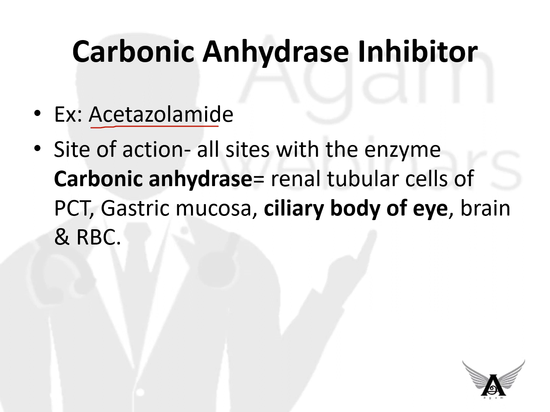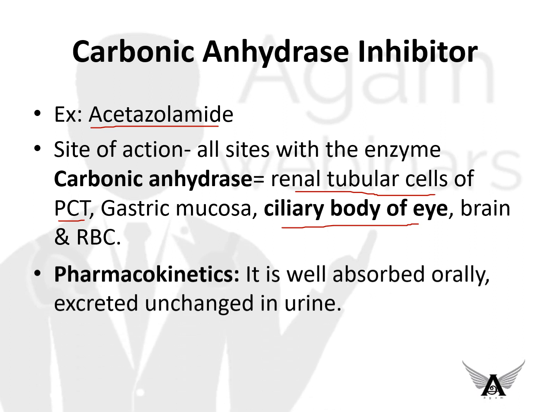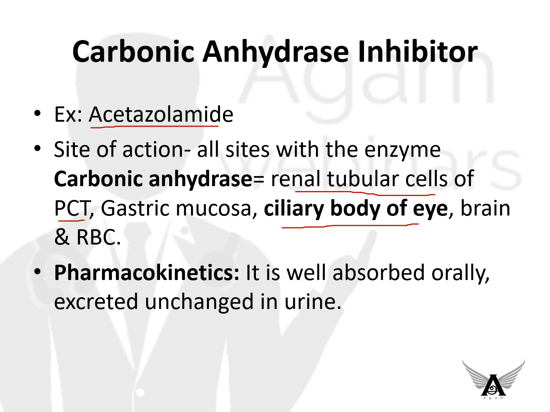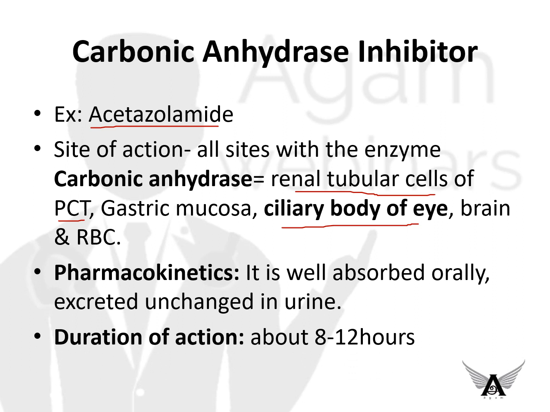So this enzyme carbonic anhydrase is present in renal tubular cells of proximal convoluted tubule, gastric mucosa, ciliary body of eye. This is very important. Okay, brain and RBC. Pharmacokinetics: it is very well absorbed orally and excreted unchanged in urine. The duration of action is pretty long. It's about 8 to 12 hours.